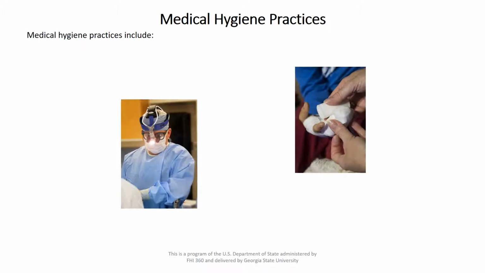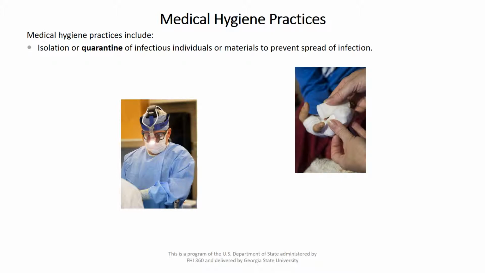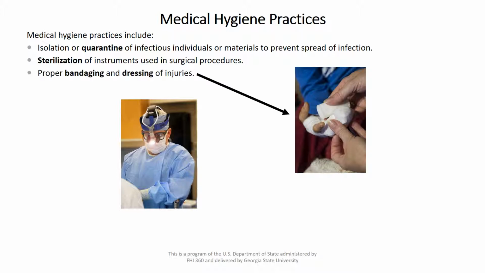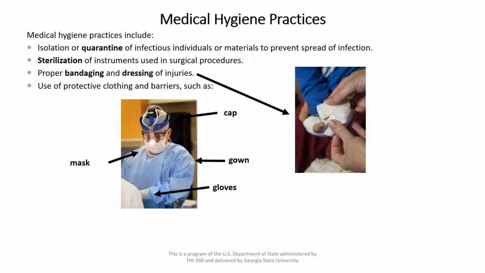Let's start with medical hygiene practices. They include quarantine or isolation, sterilization of instruments, proper bandaging or dressing of injuries like what you see in the picture here, use of protective clothing and barriers such as the cap, the gown here, the gloves, the mask, and eyewear.